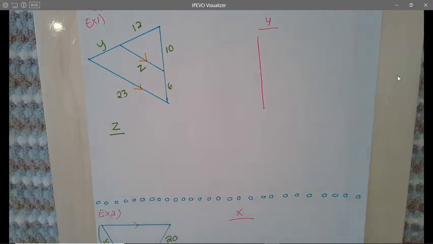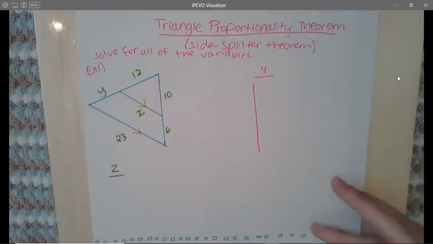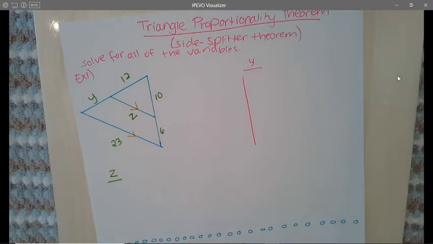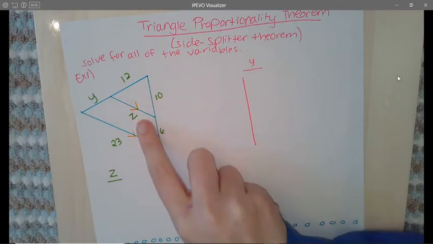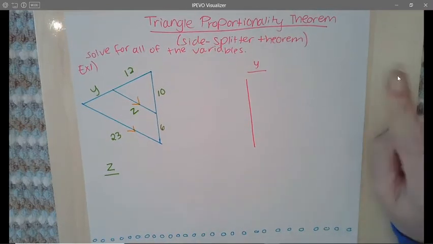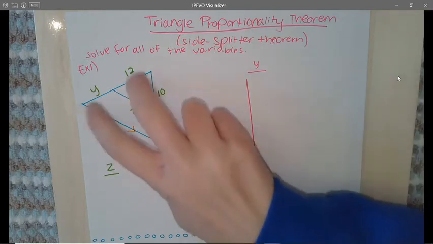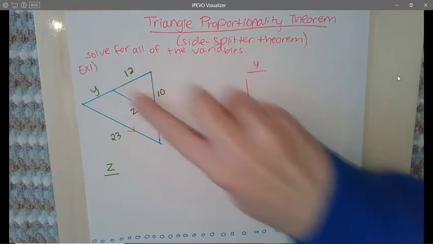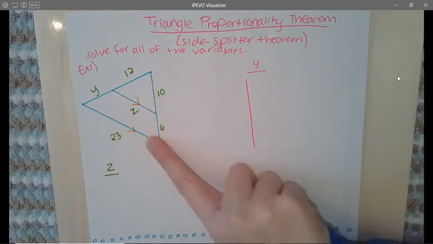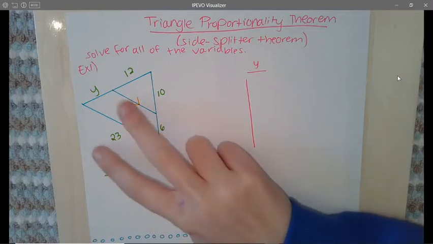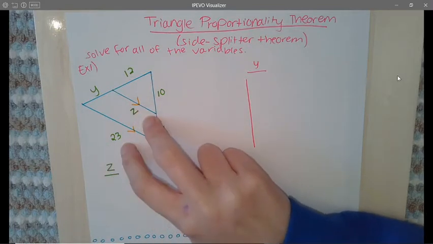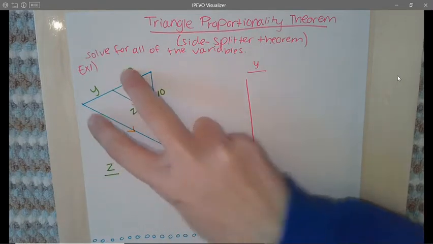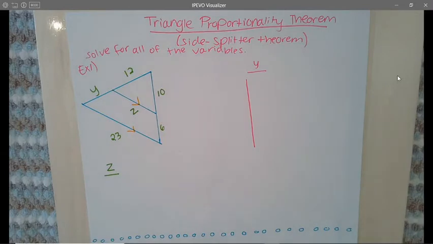But anyways, we're going to be using the triangle proportionality theorem or the side splitter theorem to solve for all the variables, which if you see here, are y and z. Now, remember the triangle proportionality theorem can only be applied to the sides of the triangle that the parallel line is intersecting. Do you see how the parallel line is not intersecting this side of the triangle? That means I cannot include these two parts, z and 23. I'm going to have to solve using something else. But I can use these two pieces and these two pieces to set up a proportion, which is really cool.